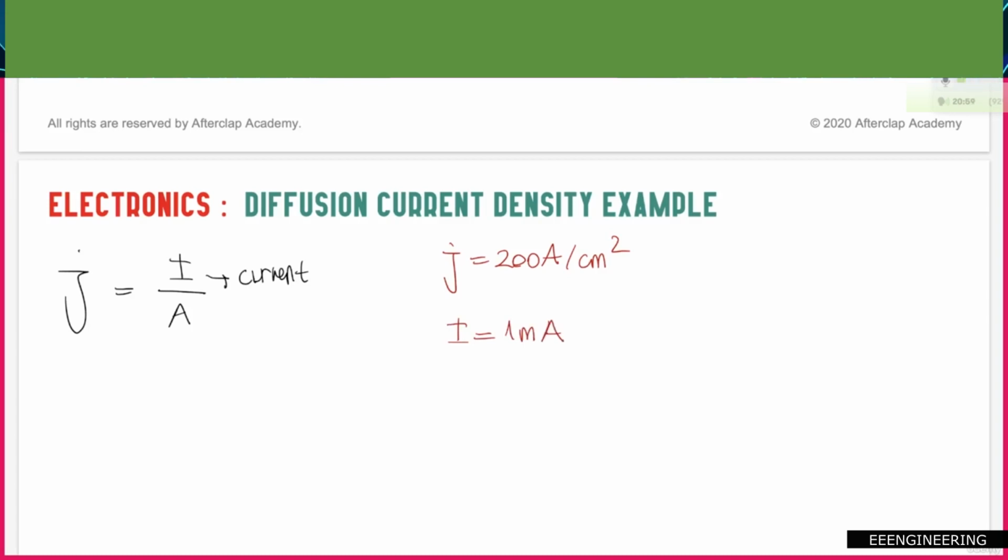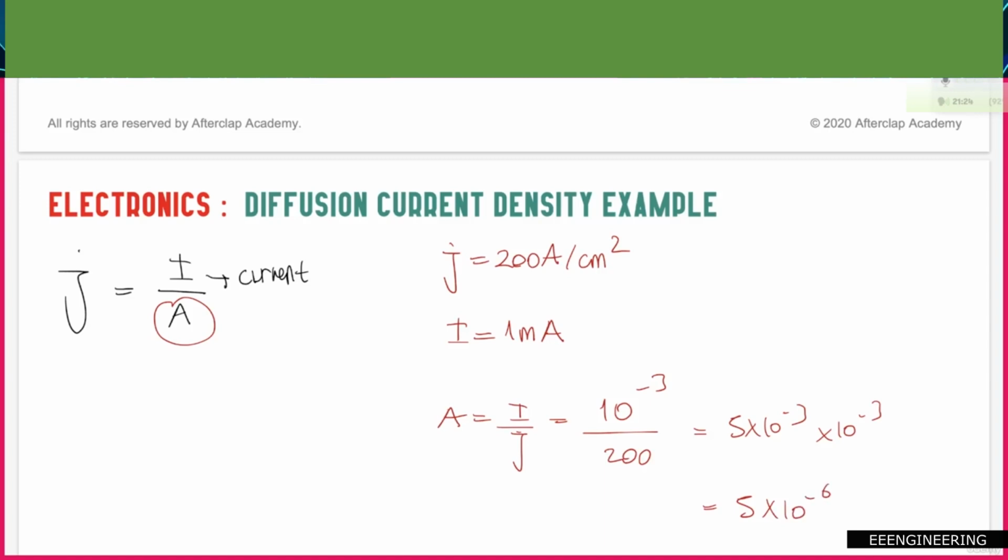In that case, the area, which is going to be the size of the device, is really important, since A is going to be equal to I over J, and what you have here is 10 to minus 3 over 200. That's going to be 1 over 200. Let me calculate that. It is 5 times 10 to minus 3 times 10 to minus 3. In the end, your area must be 5 times 10 to minus 6. As you can see, the device is really small when we think about such a current.